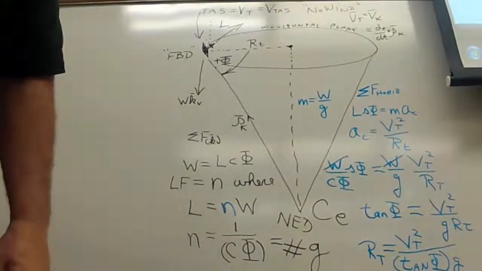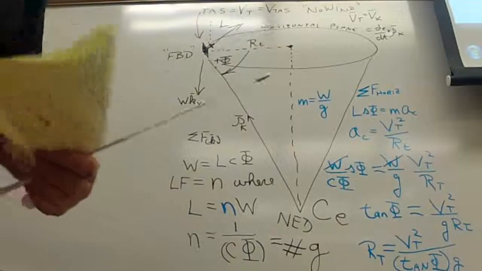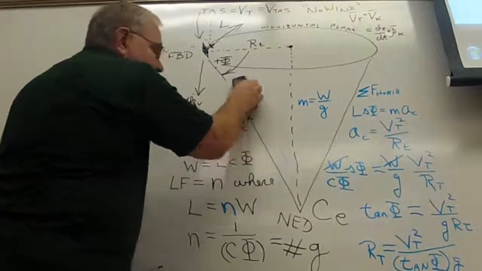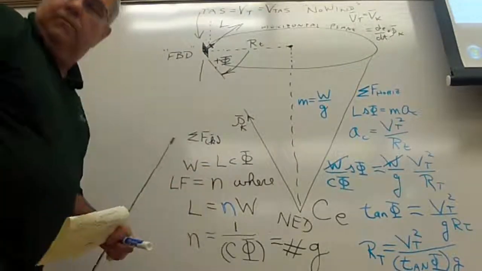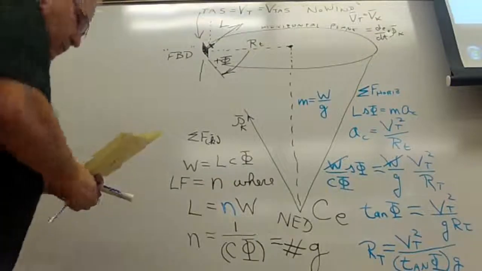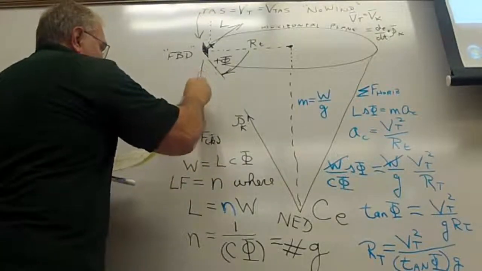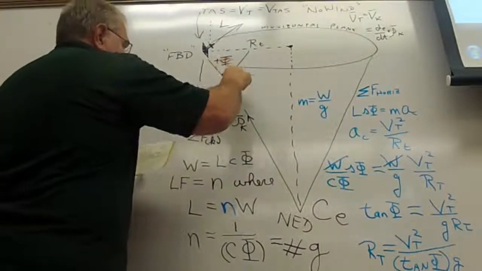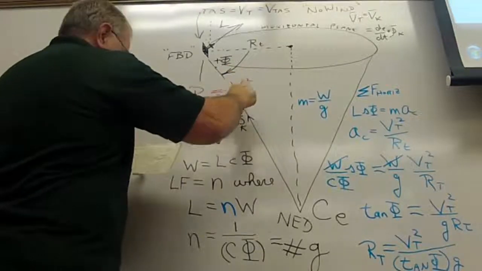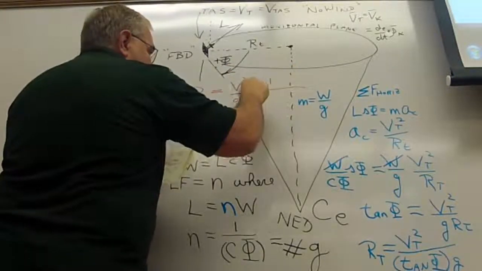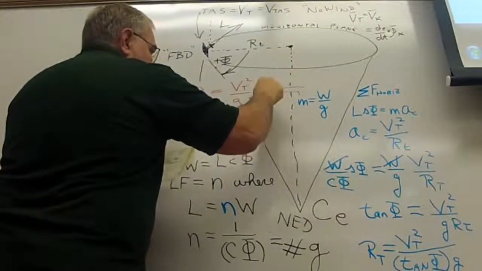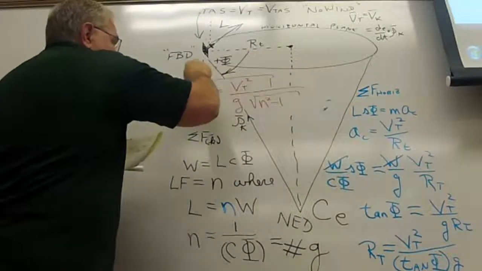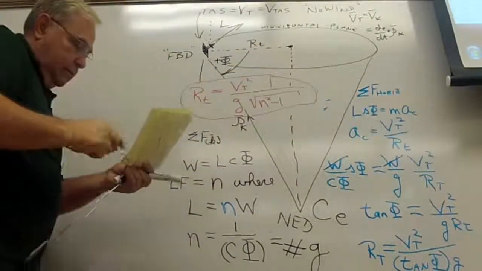I want you to show that a better formula for radius of turn is given by the following. A better formula, this is the one that's actually used, comes right from the tangent. Radius of turn is equal to Vt squared over g times the square root of load factor squared minus 1. Okay? I want you to show this. I want you to derive that.